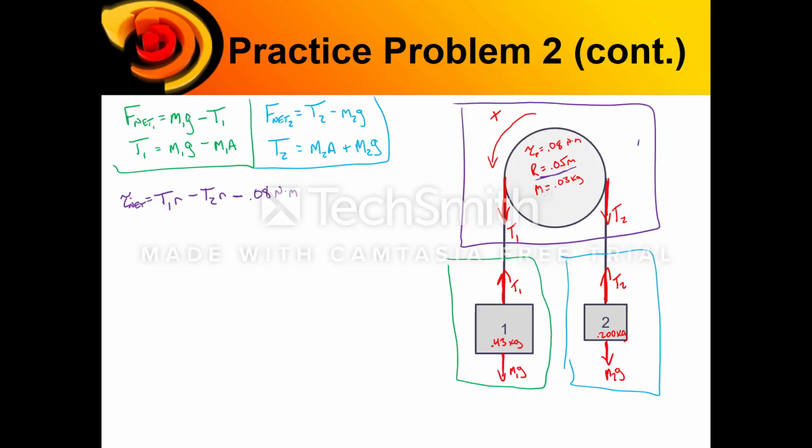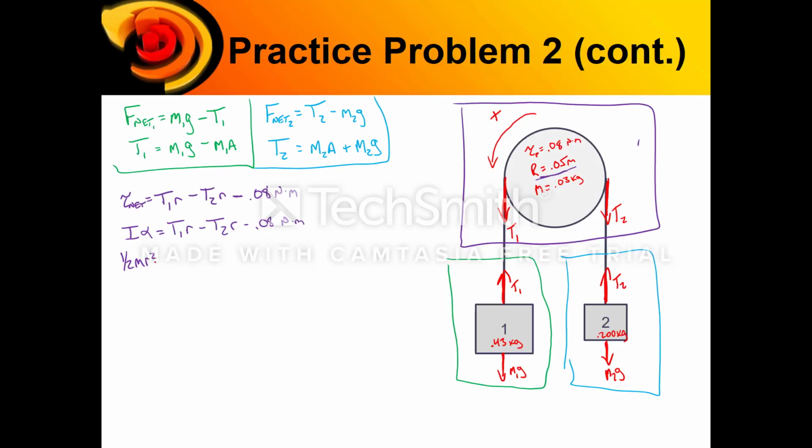Now, if you remember from previous lectures, we know that torque is also equal to the moment of inertia times the angular acceleration, or I times alpha. And that's going to equal, again, I'll write all this down, T1R minus T2R minus 0.08. All right, and then this is a disk. This is a pulley. Unless otherwise stated, we say that it acts like a disk. And a disk has a moment of inertia of 1/2 mr squared.